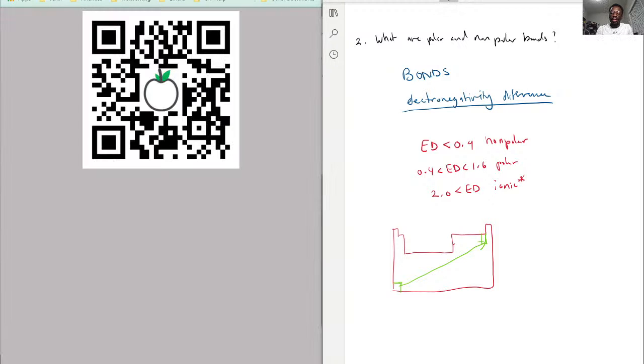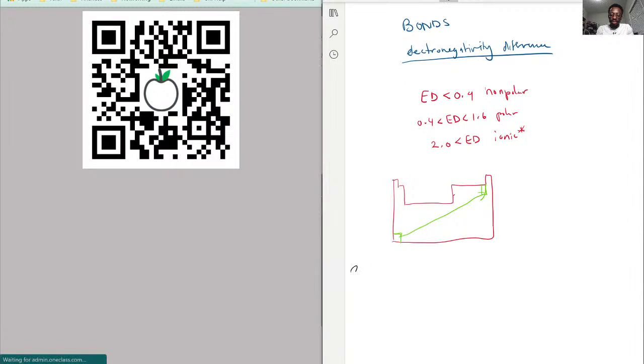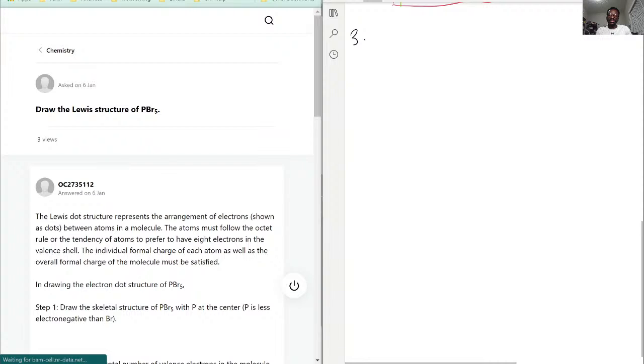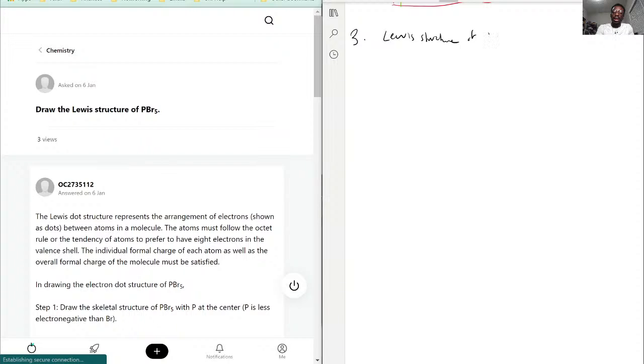Let's move on to question number 3. So now we want a Lewis structure of PBr5. Okay, so for this, we definitely first need to know how many electrons we're working with. So we're going to go to our handy periodic table.